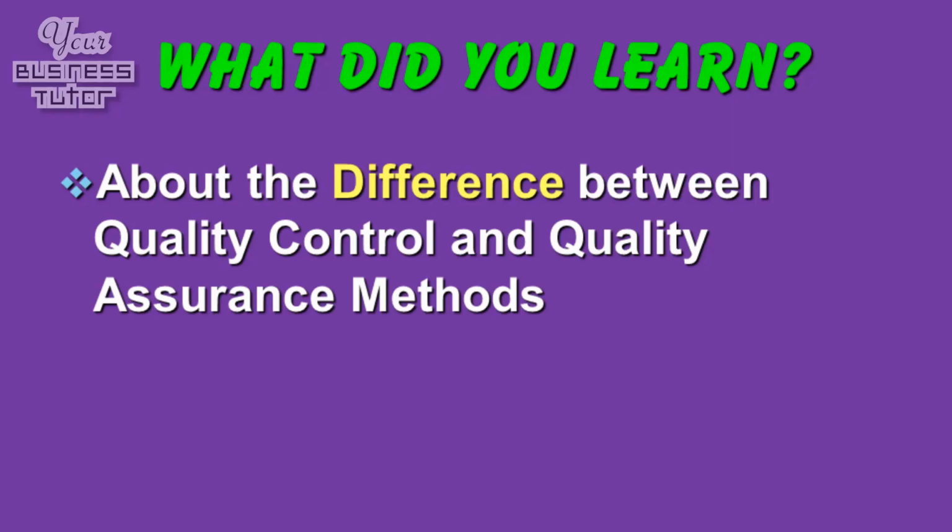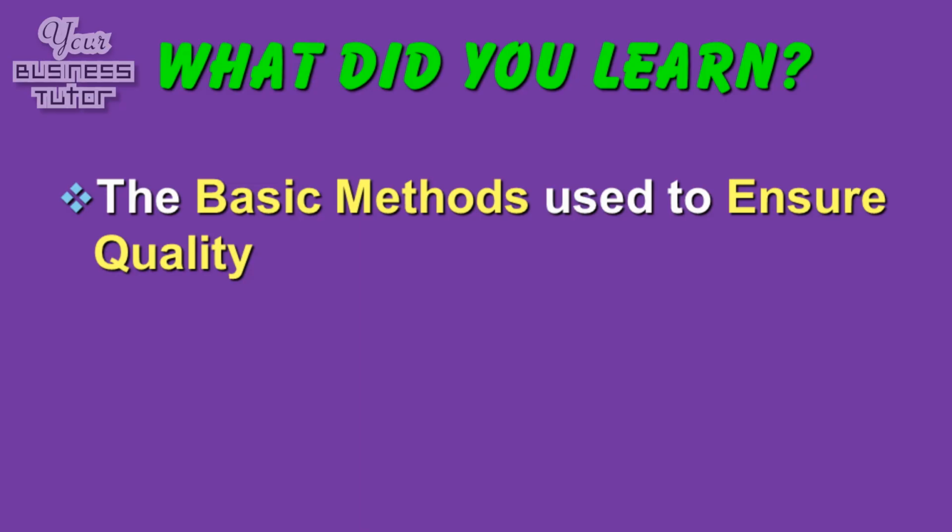Okay, so what did we learn in this presentation? Well, first of all, we found out about the difference between quality control and quality assurance methods, and then we went on to investigate basic methods used to ensure quality. There is no doubt that the methods of quality we have looked at so far have had a positive effect on how businesses make products. However, as we will find out in the second part of this presentation, there are a number of more advanced measures which can be used to enhance quality even further.